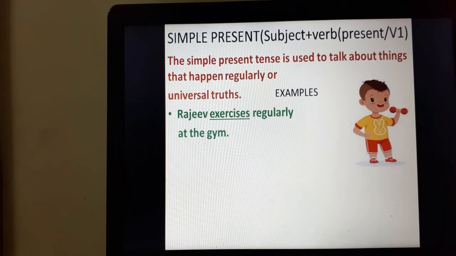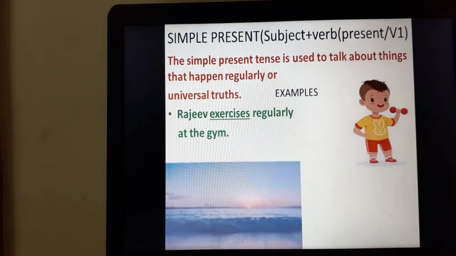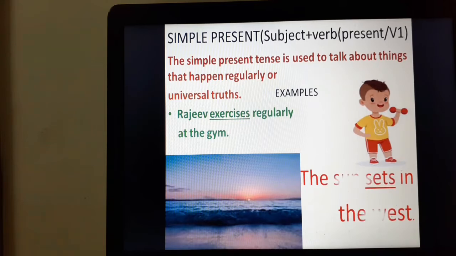So here goes simple present tense. The simple present tense is used to talk about things that happen regularly or are universal truths. Examples: Rajiv exercises regularly at the gym. In this sentence, it talks about a habit or a routine, something that is done regularly by Rajiv. Let's see one more example. The sun sets in the west. In this second statement, it is a universal truth.